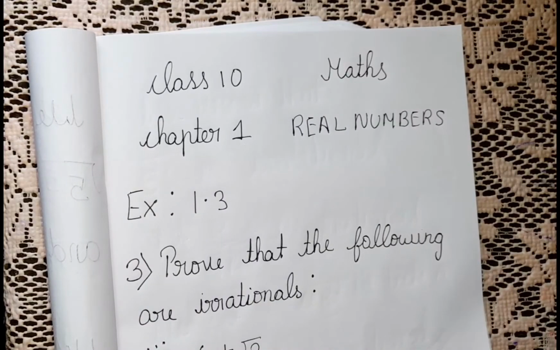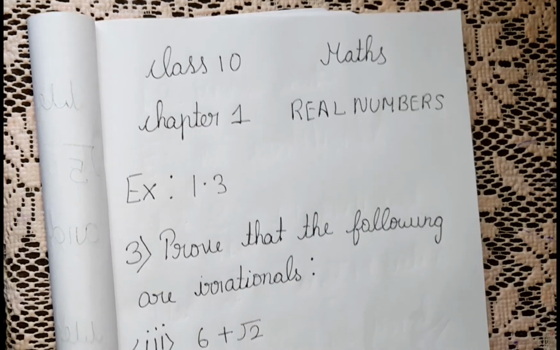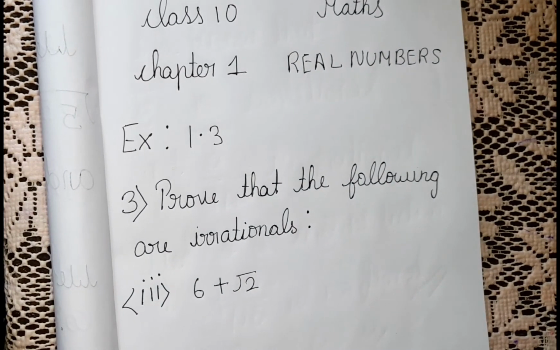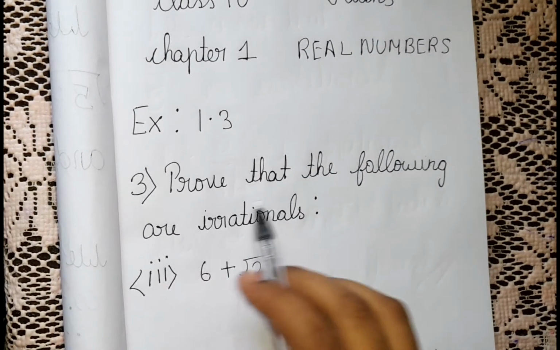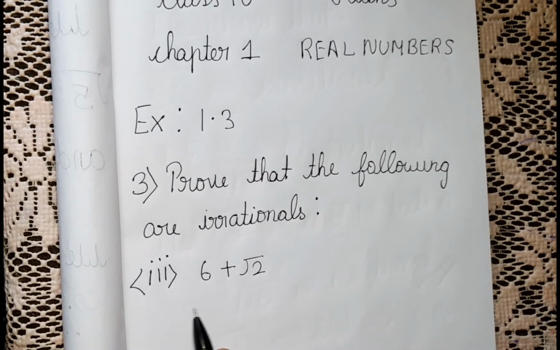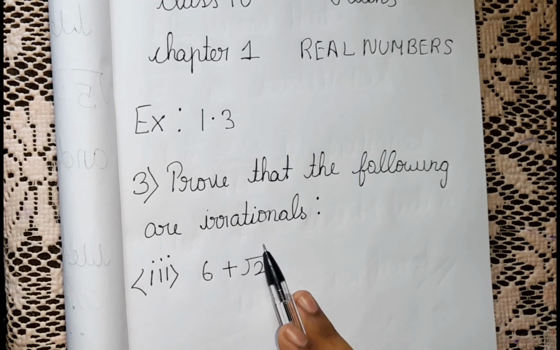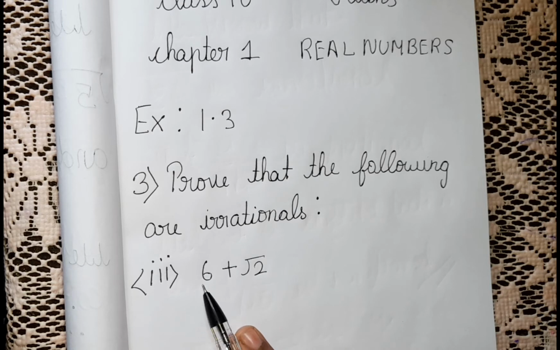Today we are going to be learning exercise 1.3, third question, third subdivision. Now let's read the question. Prove that the following are irrationals. The third subdivision is 6 plus root 2. This subdivision is really easy. First of all, we should find that root 2 is irrational. We should find it for root 2 and then we can find it for 6 plus root 2.